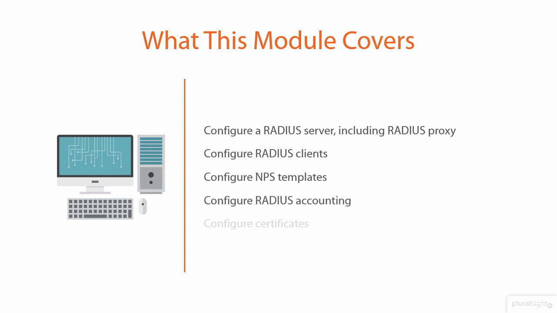Radius also has the ability to log all the things that are going on, and Radius accounting, whether it be to a SQL server or to a flat text file, is a way for you to have a little security log of which users are connecting and which machines connect to what.